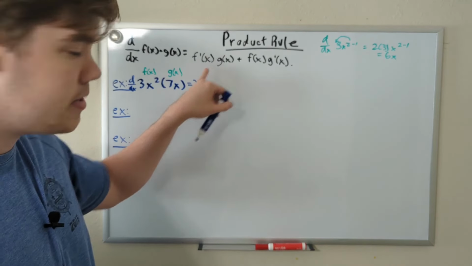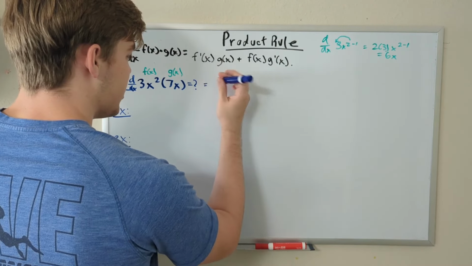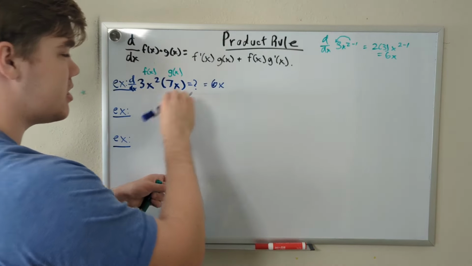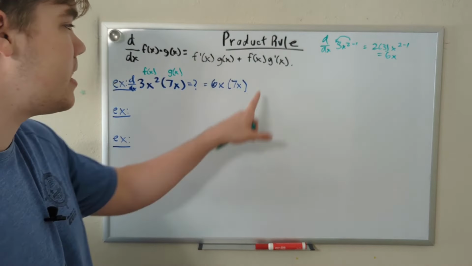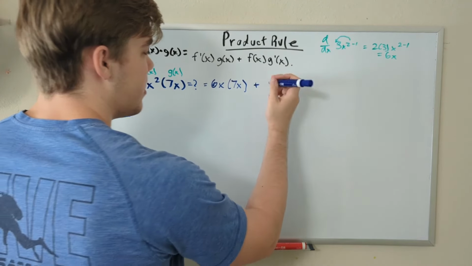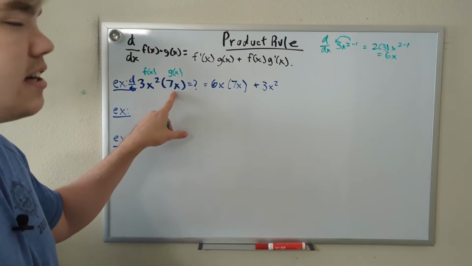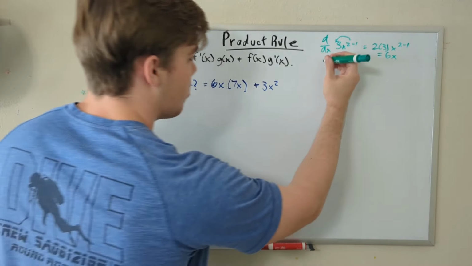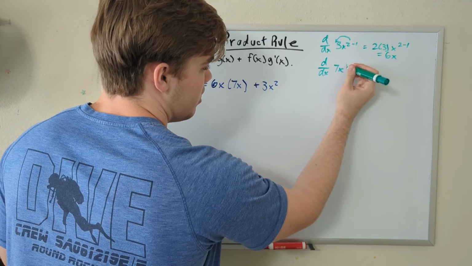So now we know what f prime is. Let's write that here. So our f prime is just 6x, and then multiplying that by g of x, which is just 7x. So the first half of our equation is 6x times 7x. Now we have to add f of x times g prime of x. So let's add f of x, which is 3x squared. And now we need to figure out what g prime of x is. And here we have g of x, so let's find the derivative. Once again, in order to find this derivative, we can just use the power rule. The derivative of 7x, remember there's a little invisible 1 here.